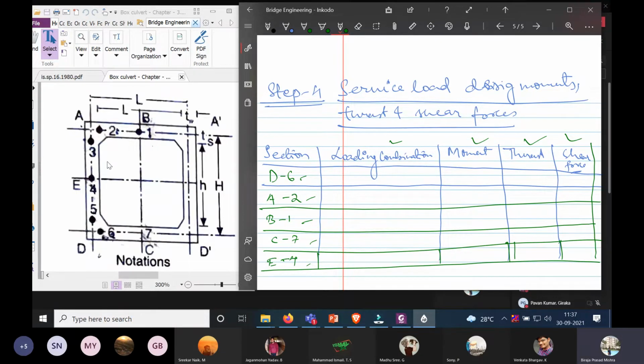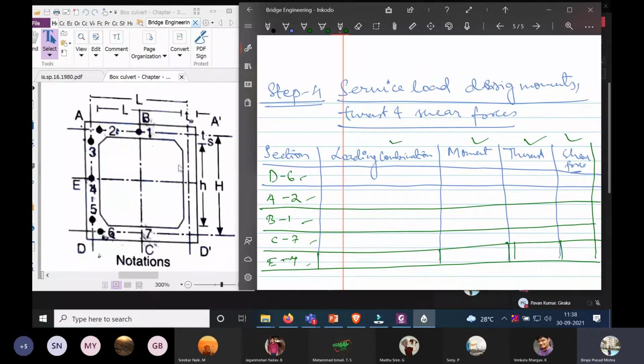Okay, so basically what we are doing is calculating the service load and design forces resulting from the different combinations of various cases, which yield maximum moments and forces at the supports and at the mid spans. Okay, so now let us take the different loading combinations.